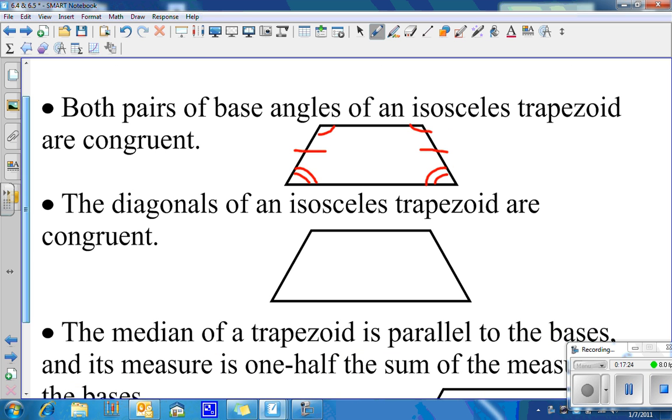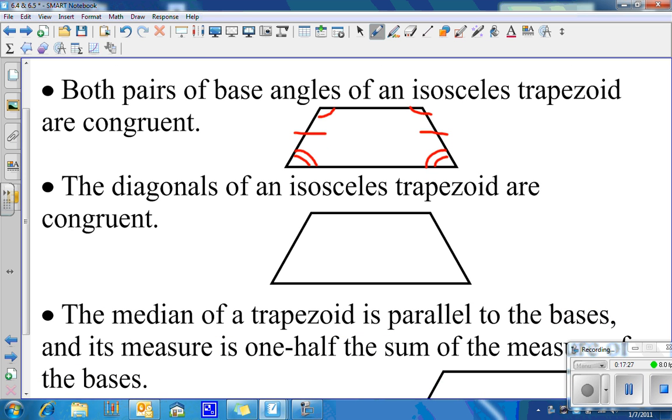The diagonals of an isosceles trapezoid are congruent. You've got to realize this whole thing, maybe it's not bisected. They're equal. Okay? This is equal to this one. All right, the whole side, not just the little base part. The whole diagonal is congruent.